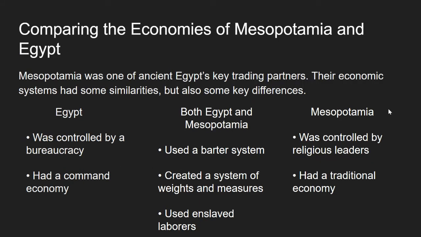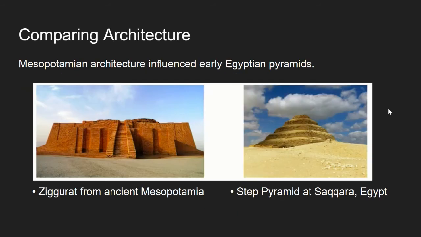Now, Mesopotamia was one of ancient Egypt's key trading partners. Their economic systems had some similarities, but also some key differences. Now, Egypt was controlled by a bureaucracy and had a command economy. Mesopotamia was controlled by religious leaders and had a traditional economy, but they both used a barter system. They both created a system of weights and measures, and both used enslaved laborers.